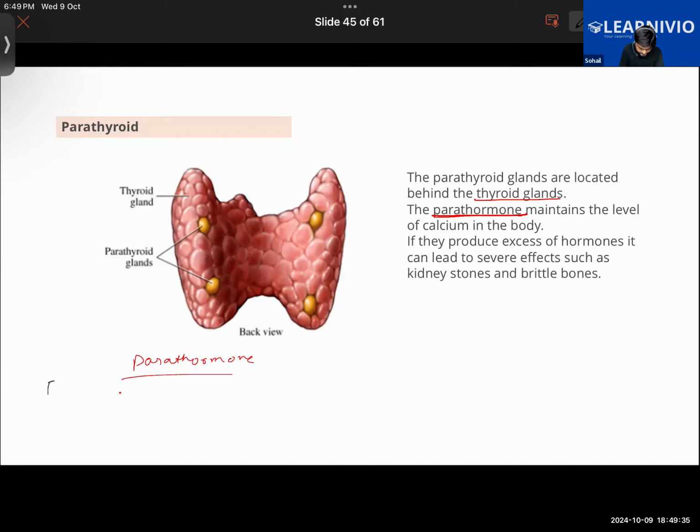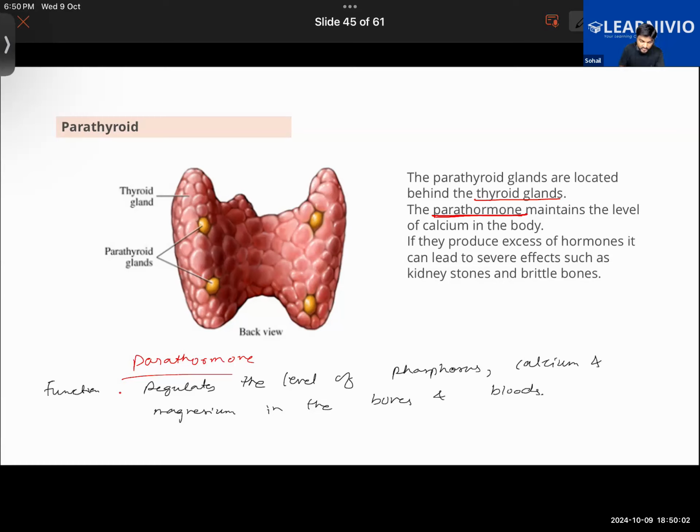So what does it do? It regulates the level of phosphorus, calcium, and magnesium in the bones and blood. In the bones and blood. Got this, everyone? And these minerals, you would have learned about the components of food.